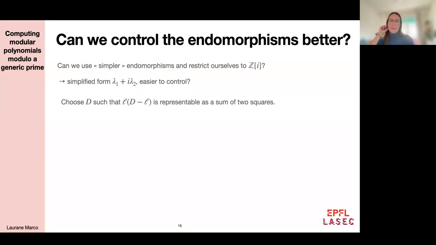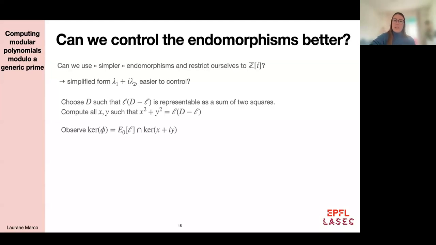So you choose now a value d such that L times d minus L is representable as a sum of two squares. And then you compute the values x and y such that x squared plus y squared is equal to L times d minus L. And you have several values because a priori this number is composite and not prime. And then you get that the kernel of your L-isogeny phi is given by the intersection of the kernel of your endomorphism x plus iy with the L-torsion.